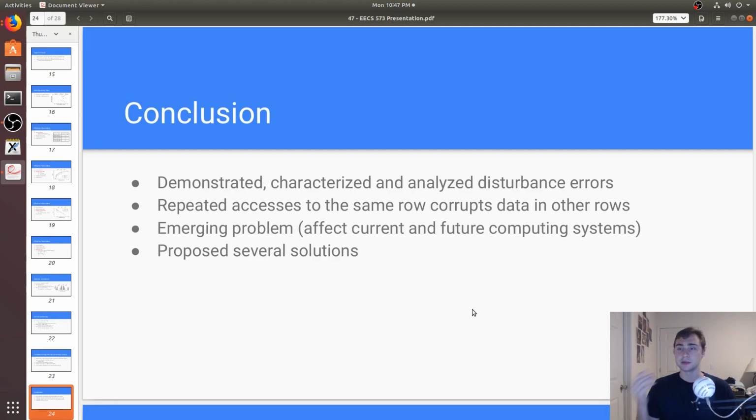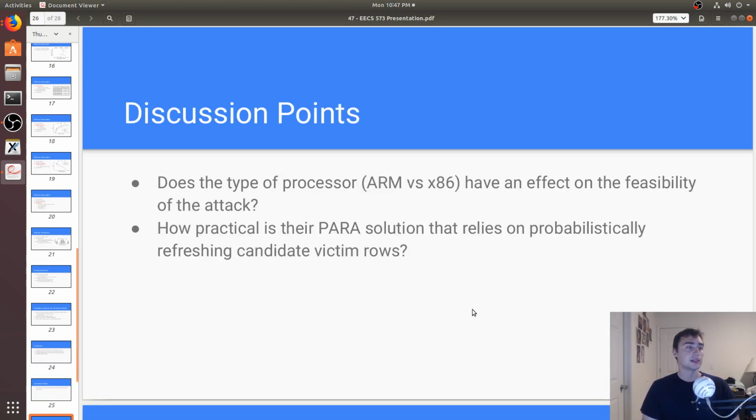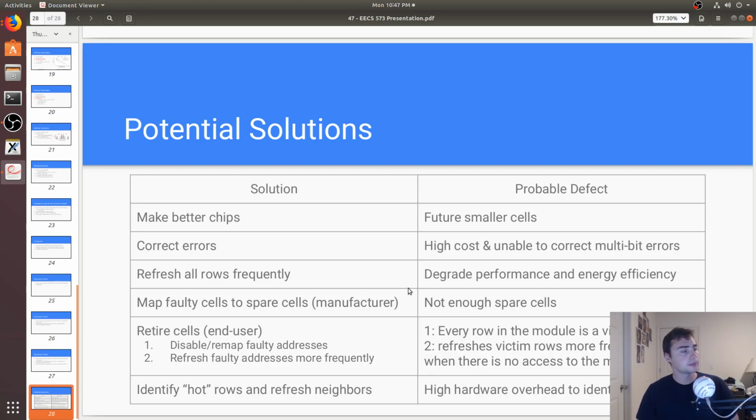The main key point with this paper is they showed that this wasn't just some kind of one-off problem. They showed that it was pervasive across a lot of the chips that they saw, right? I think they show it maybe at the end, but basically I think it was maybe 120 of the 129 modules or even higher than that, which corresponds to something like 800-something different chips, all showed those DRAM disturbance errors, right? And they were reproducible. And of course, they went over a number of solutions, so make better chips, correct errors, refresh all rows frequently, right?